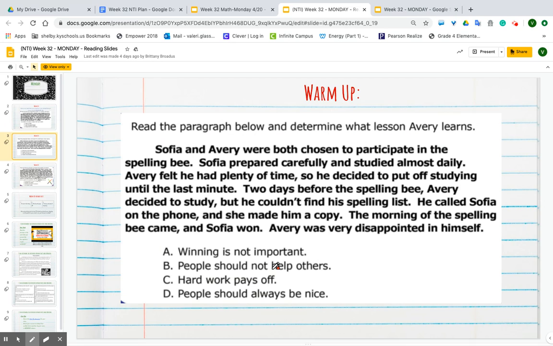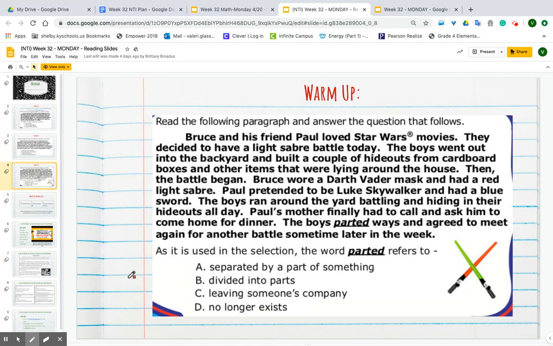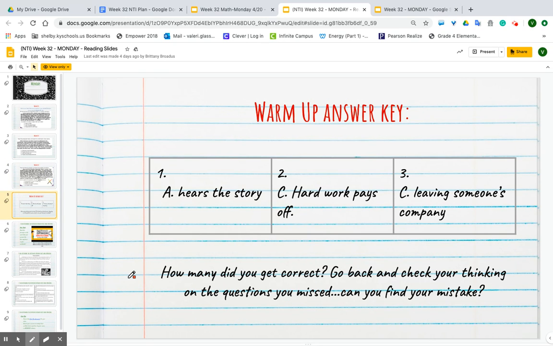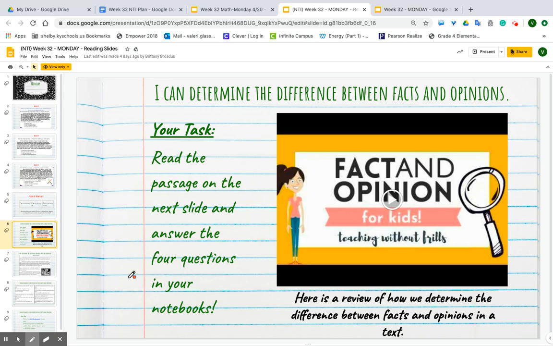All right. So you're going to, for practice, go ahead and do slide two and slide three. These are for practice to see how you're doing. You have your answers. On slide six, it says, read the passage on the next slide and answer the four questions in your notebooks. So you're going to watch the video on fact and opinion.